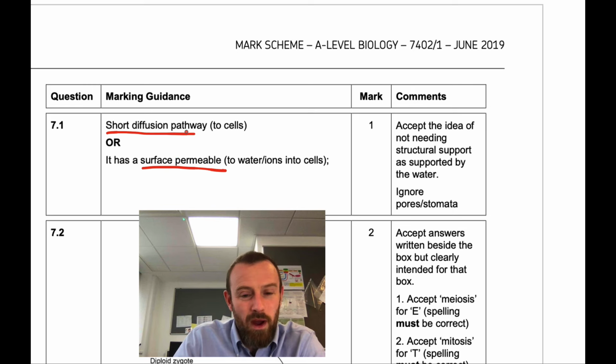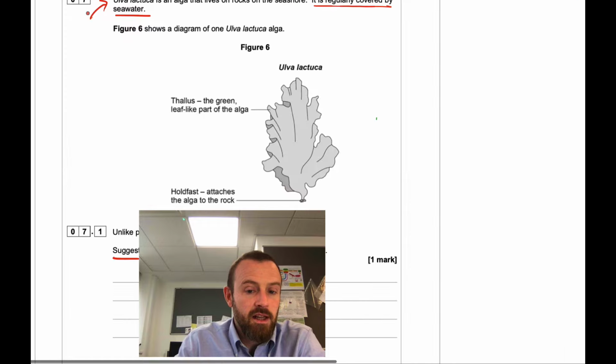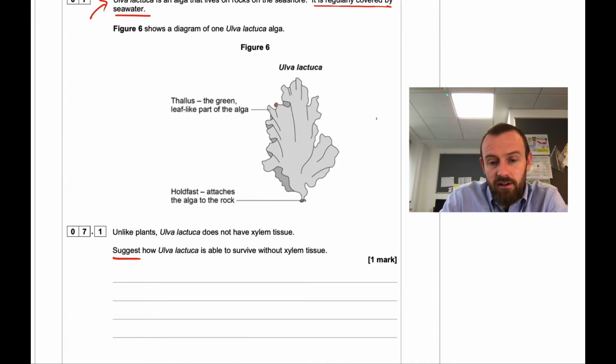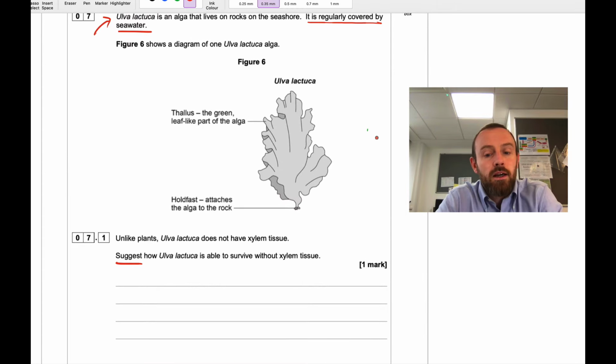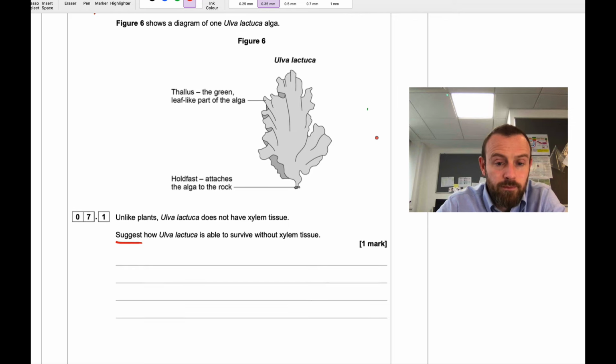Short diffusion pathway. And because it is surrounded by water, I almost feel like they should say short osmosis pathway, because it is osmosis, not diffusion. But yeah, so you also need to recognize in the picture the fact that it's got a very large surface area, it's flattened. Okay, interesting one.